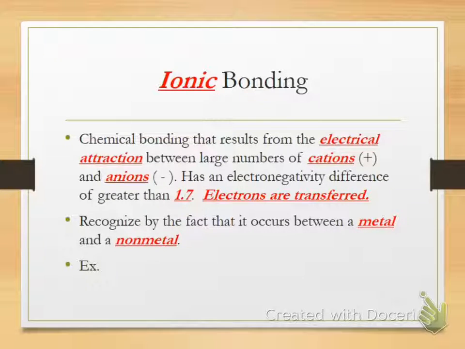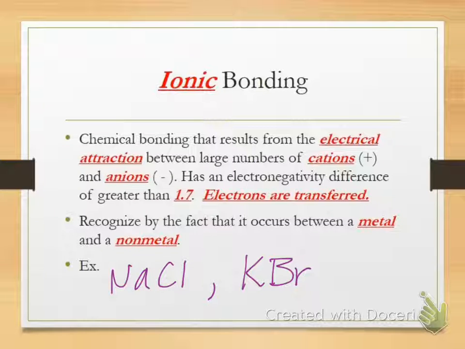The electrons are transferred. They're giving and taking. The cations give their electrons to the anions. When we look at a compound, we can tell if it's ionic by the fact that it's a metal and a nonmetal, and the metal will always be listed first. Some examples would be NaCl and potassium bromide. Those are two examples of a metal and a nonmetal.